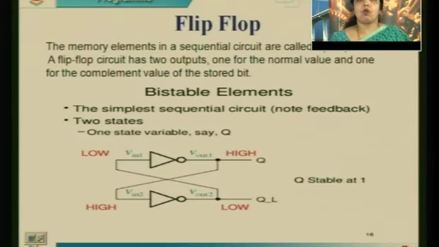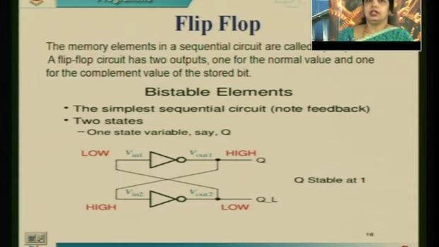Let us now discuss what a flip-flop is. A flip-flop is a memory element and a sequential circuit which stores a single bit, that is 1 or 0, and it has two outputs, Q and Q complement. So we have a complemented output as well as a normal output on a single flip-flop. One is the normal value and the other is the complement value. For the basic building of a flip-flop, we can take the example of a NOT gate. The simplest sequential circuit is represented here.